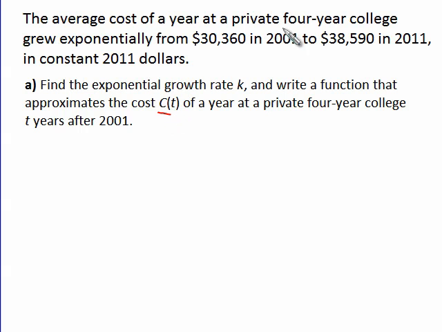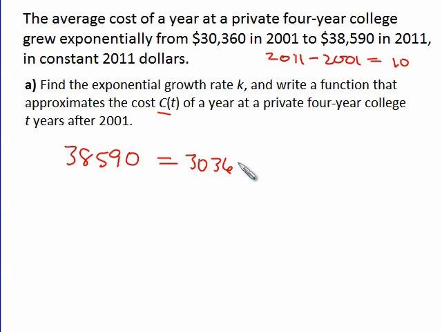Well, the first thing I need to do is figure out how many years have passed. So we have 2011 minus 2001. That's 10 years that have passed. Using the newest year first, I'm going to say 38,590 must equal the original, or the first value, 30,360 e to the, this is what I'm looking for, the rate of growth, times t, which is the number of years that pass between these numbers, and that's why I needed the 10. So this is what I need to solve.